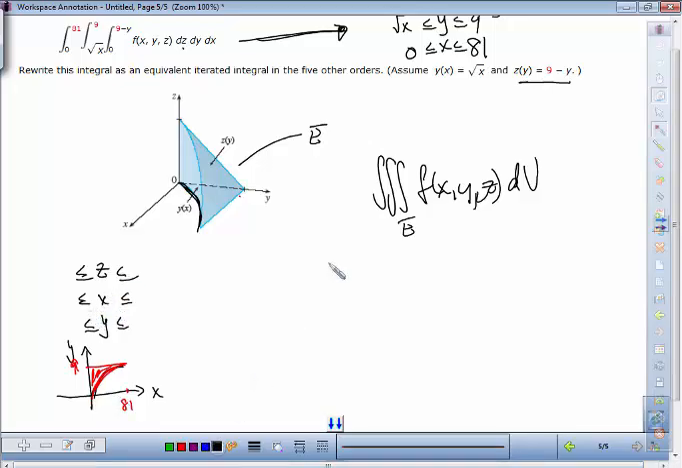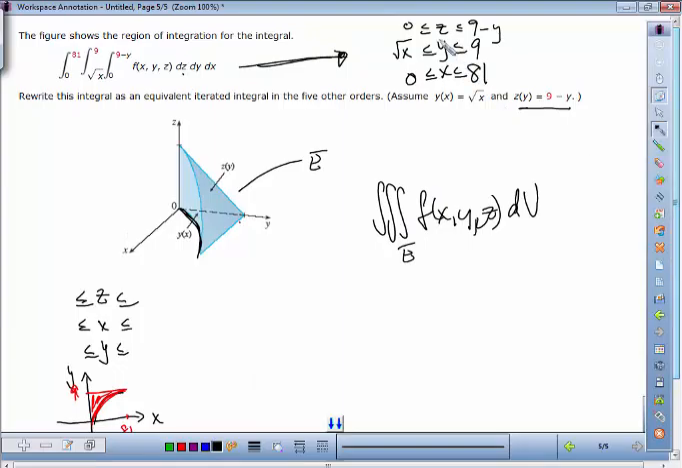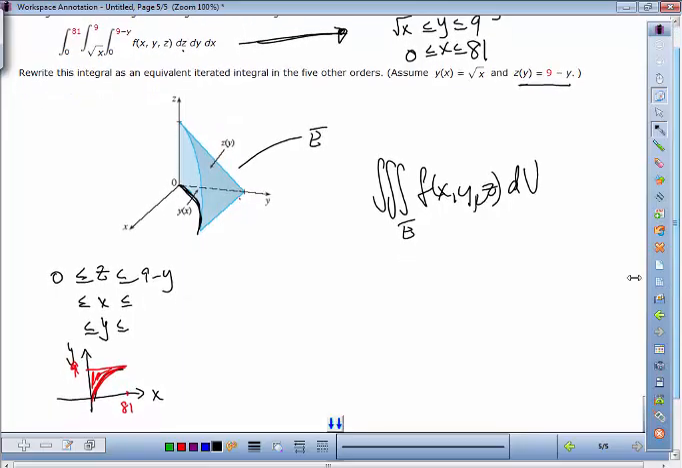Oh, let me put the z. The z didn't change. This is still going to go from 0 to 9 minus y. But now the x and y will change. I'm going to integrate with respect to x first, and I'm going to draw a line parallel to the x-axis. And I'm going to enter my region.